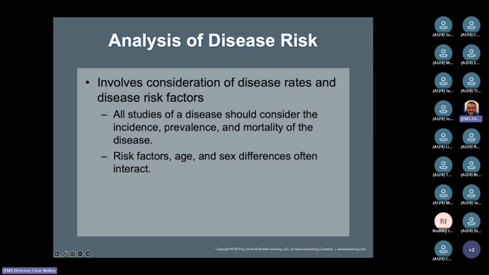Analysis of disease risk involves consideration of disease rate and disease risk factors. Causal factors are risk factors that directly cause a disease to develop. Non-causal factors are risks that are associated with a disease but not a direct cause. All studies of diseases should consider the incidence, prevalence, and mortality of the particular disease. Age and sex differences often interact as risk factors.